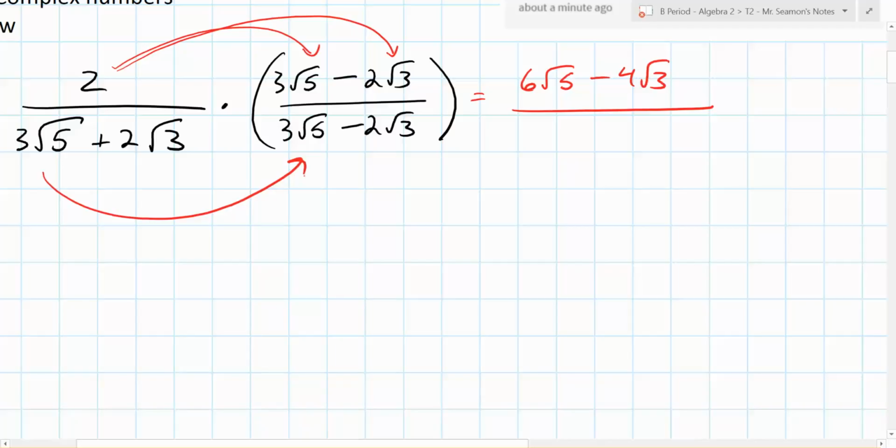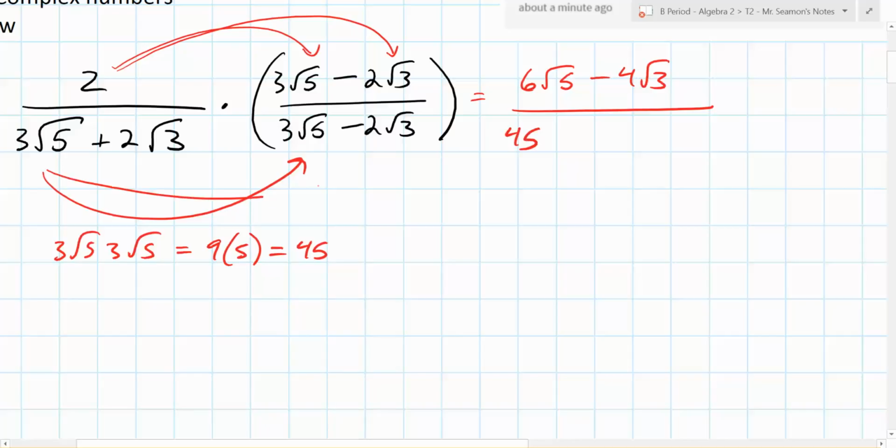3 root 5 times 3 root 5, what's that? 3 times 3 is 9. Root 5 times root 5, which is what? 5. 9 times 5 is 45. So we have 45.